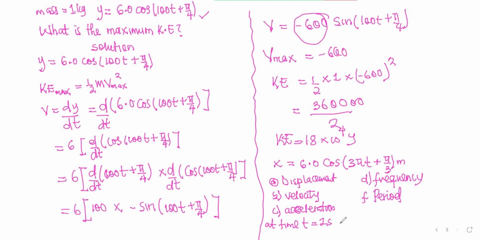So A, displacement, B, velocity, C, acceleration at time t is equal to 2 seconds. And find also D, the frequency, and F, the period. That is your first assignment, meaning that there will be other assignments. Ronnie.